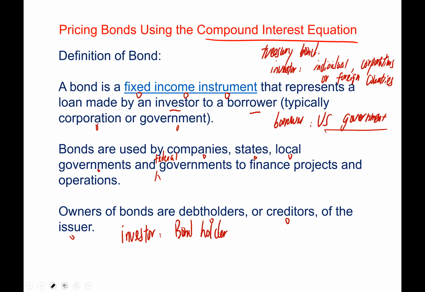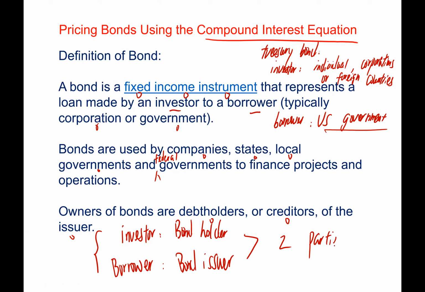So they are like counterparties. Two parties are involved here, the borrower and the investor. For any bond, there are always two parties, usually counterparties.